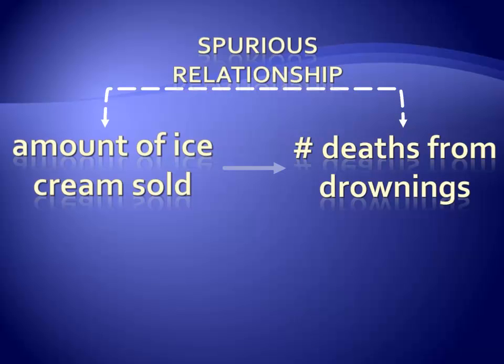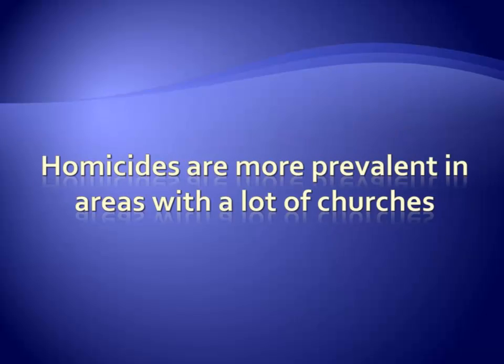In this example, the relationship that exists between the X and Y variable is what we refer to as spurious, or existing under false pretenses. Another example of a spurious relationship can be seen in the following. Homicides are more prevalent in areas with a lot of churches. A common causal variable that can be used to explain the strong correlation between the number of homicides and the number of churches is population density.